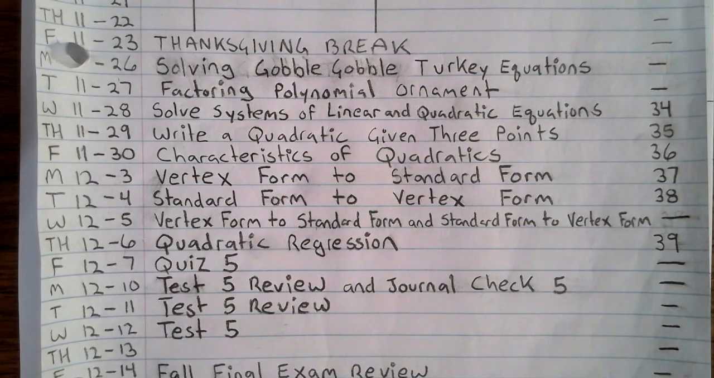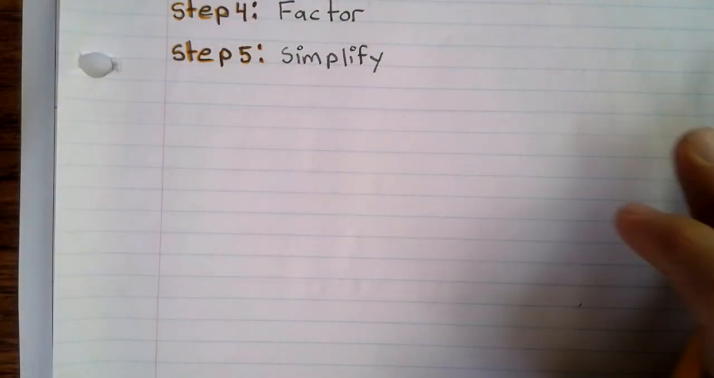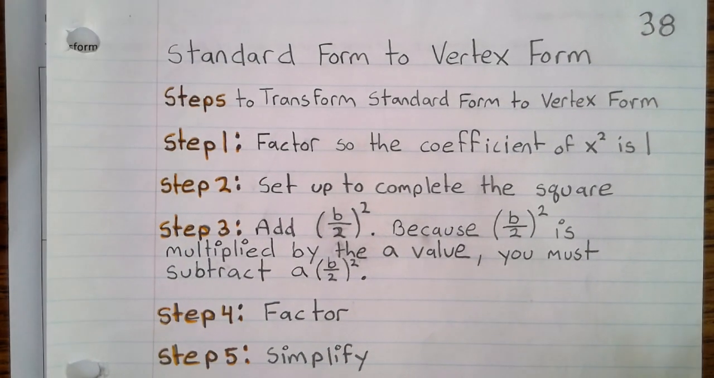Okay, Wildcats. Today we're looking at Tuesday, December 4th, standard form to vertex form on page 38. If you would, update your table of contents. All right, now your table of contents is updated. Let's take a look at your notes. All right, standard form to vertex form on page 38.